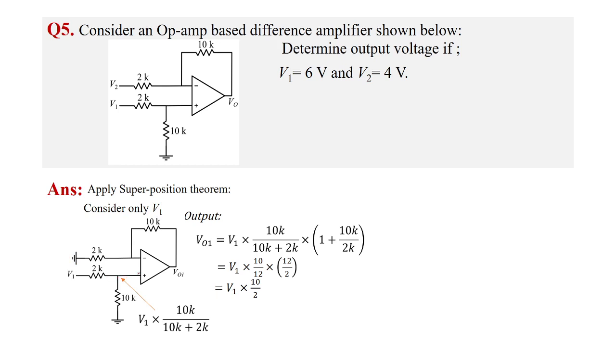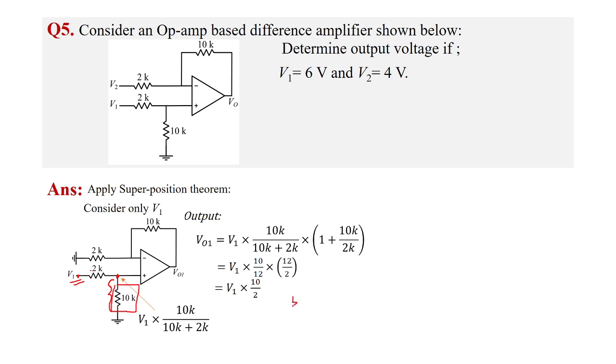V1 dash, see, as initially I told, we will be considering all this op amp as ideal. So the resistance here is infinity. So this network is like a potential divider. Potential divider means if I apply voltage V1 here, what is the voltage at this point? This point means the voltage across this resistance, right? So voltage across this resistance means V1 into this resistance 10k by 2k plus 10k.